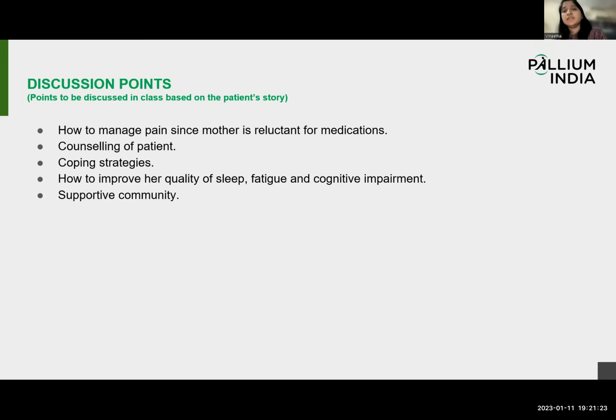Yeah, Vineetha, you can also comment on the questions she has raised. Okay, yes, sir. Actually, the first is how to manage pain since a mother is reluctant for medications. I also had a similar patient, mother with rheumatoid arthritis and daughter with fibromyalgia. Because the mother was having RA, the patient was evaluated with all the connective tissue disorders, dsDNA, ANA, everything, but the patient was negative. Rheumatological workup was negative, but she was having severe fibromyalgia.